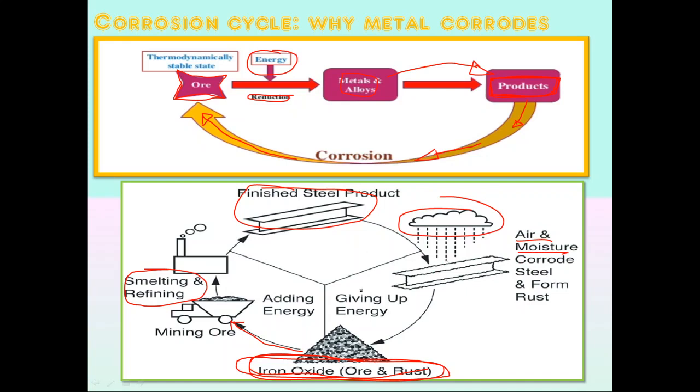And after giving up the energy, here we are adding energy in this process. So here we are adding, and here we are releasing energy to the atmosphere, and the metal is coming into its original state. So this is the corrosion cycle, and that's why corrosion occurs, because a metal cannot stay at a higher energy state. It will naturally come back to its original state by releasing energy.